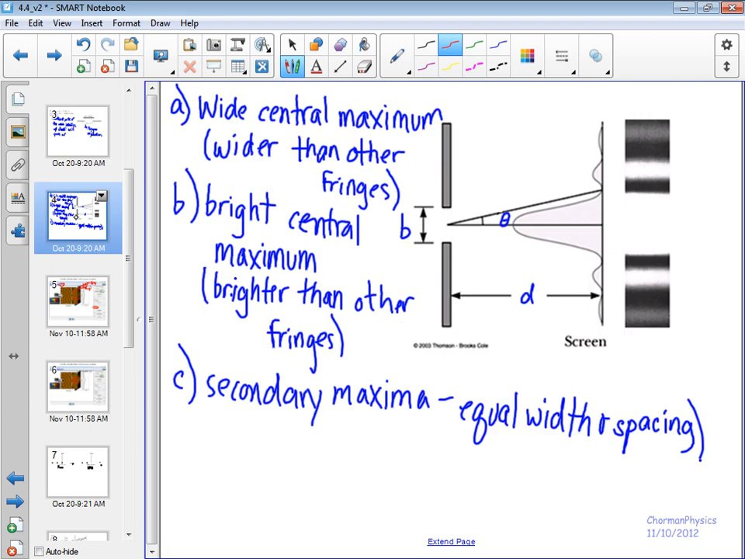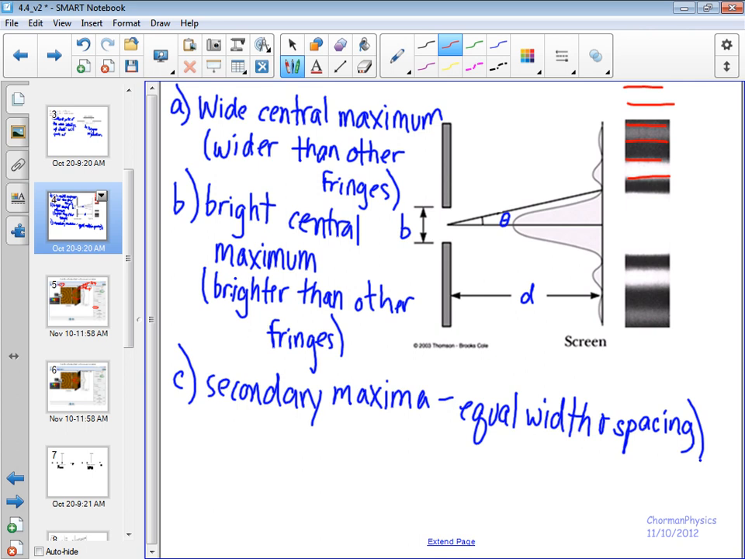There are some features of this interference pattern that we get from the light that I'd like you to write down. We got a wide central maximum of the light as it passes through this barrier. We have a wide central maximum and a bright central maximum. Those are the two characteristics. And the secondary maxima are all approximately equally spaced apart, with equal widths. The intensities of them decrease though as we get further and further away.